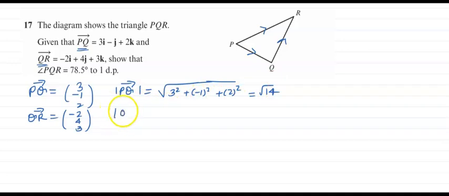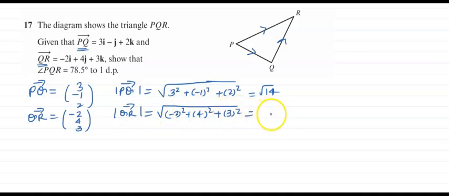Okay, similarly we can find QR modulus because we need to find the length. To find the length we need to find modulus. So QR will be minus 2 square plus 4 square and plus 3 square. Okay, so 4 plus 16 plus 9, that is root 29. Now we don't know PR, but we know PQ vector plus QR vector will give you PR vector, right? So we can add it.